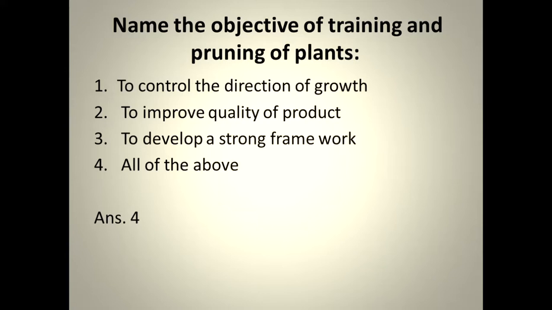Name the objective of training and pruning of plants. The options are to control the direction of growth, to improve quality of product, to develop a strong framework, all of these. The answer is all of these.